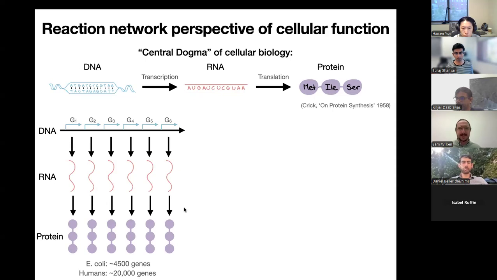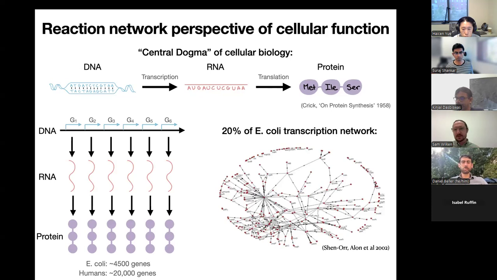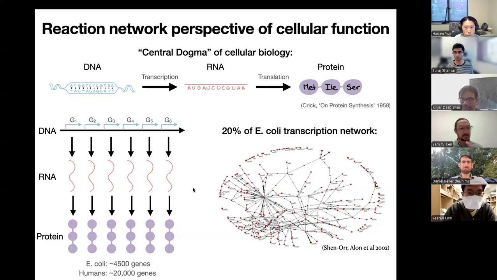But of course, it's not this simple. This is an overly simplified reaction network. Just 20% of the E. coli transcription network looks like this. So the nodes here are transcription factors, or proteins that can then up- or down-regulate other genes in the genome via these arrows here. So it's not a simple reaction network like I showed on the left.